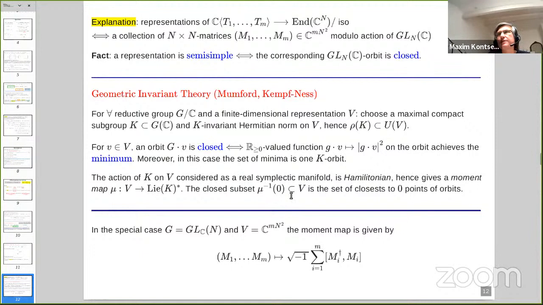So, when I consider the action of GL_n on a collection of matrices by simultaneous conjugation, the moment map is given by this thing. So you see that the orbit is closed when it achieves a minimum, and then the achieved minimum has 0 for the moment map. So you get the sum of commutators equal to 0. So this gives you a proof of King's theorem.